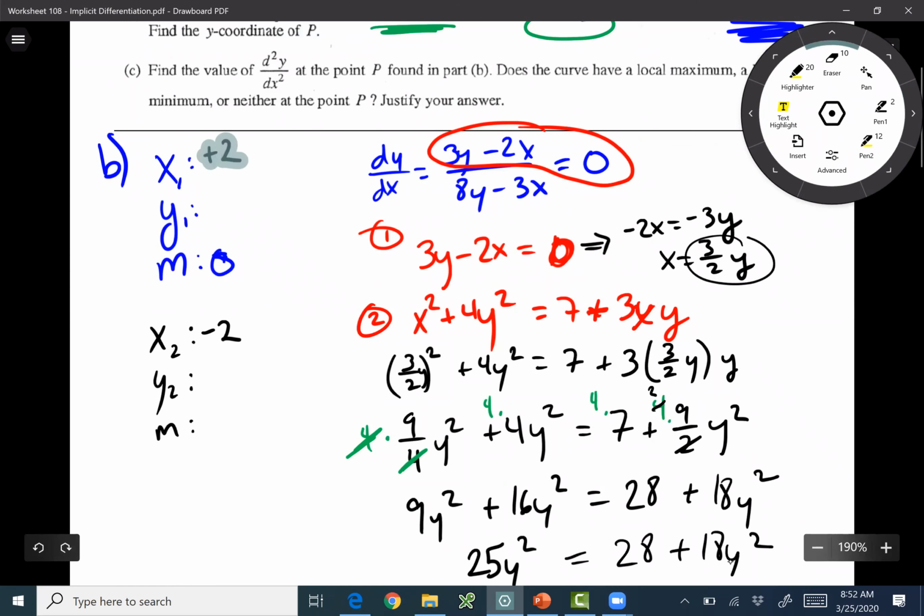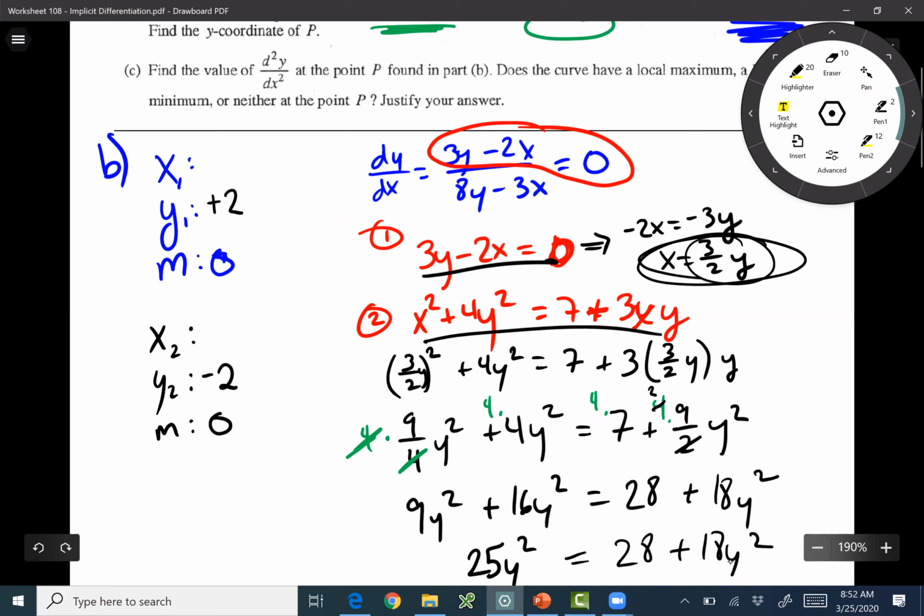So we were solving for y. So y1 would be positive 2 and y1 would be negative 2. This one still has a slope of 0. And so now we can either plug it in here to equation 1, here to equation 2, or my favorite is to actually just plug it in to where we had solved for it.